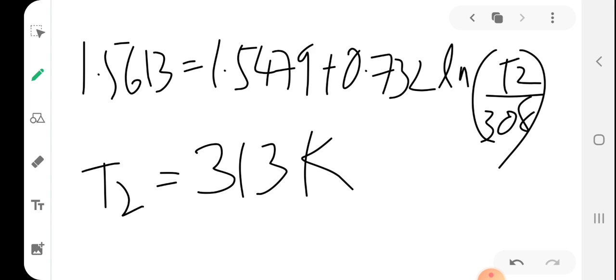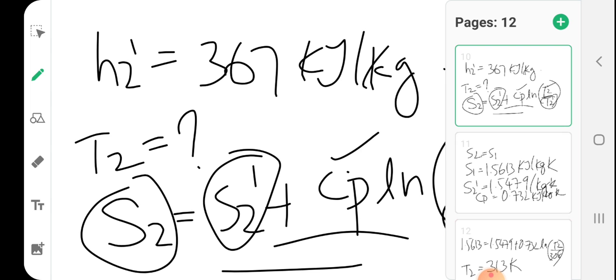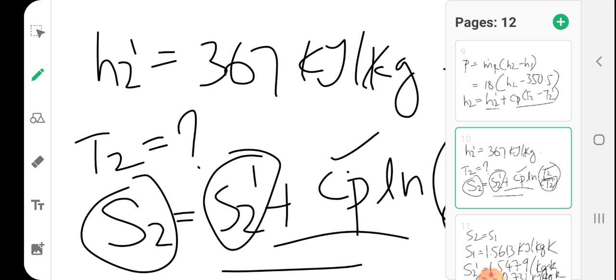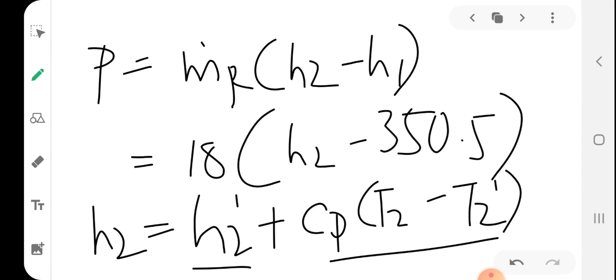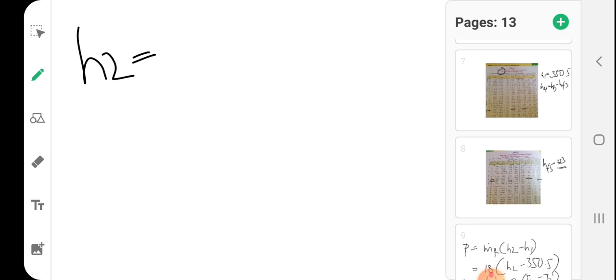So you have found out T2, then substitute these values in the equation for H2: H2 dash plus Cp (T2 minus T2 dash). So students, H2 will be equal to H2 dash. What is the H2 dash value? I think you have it already.